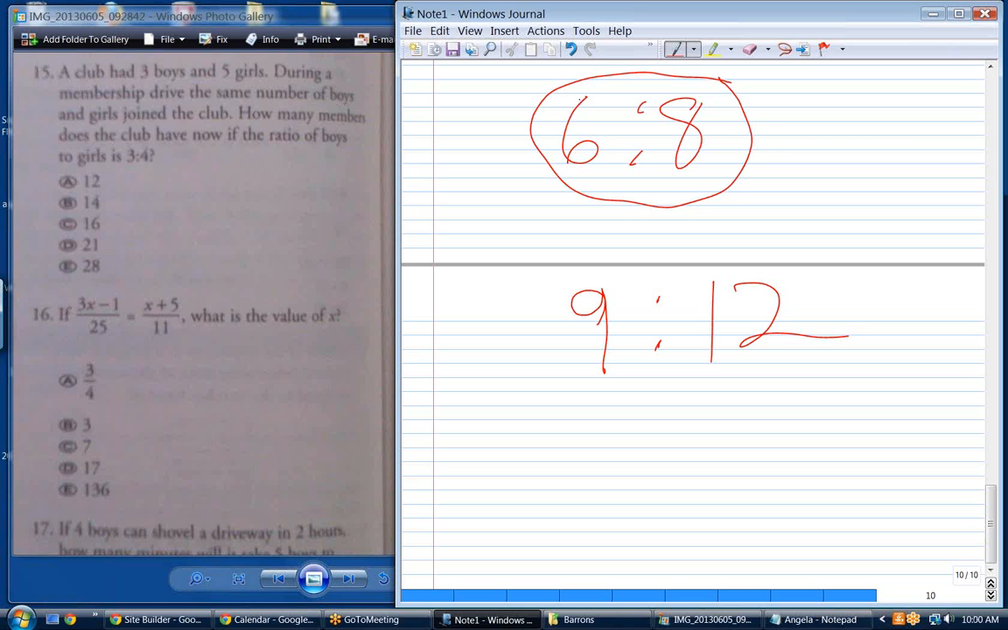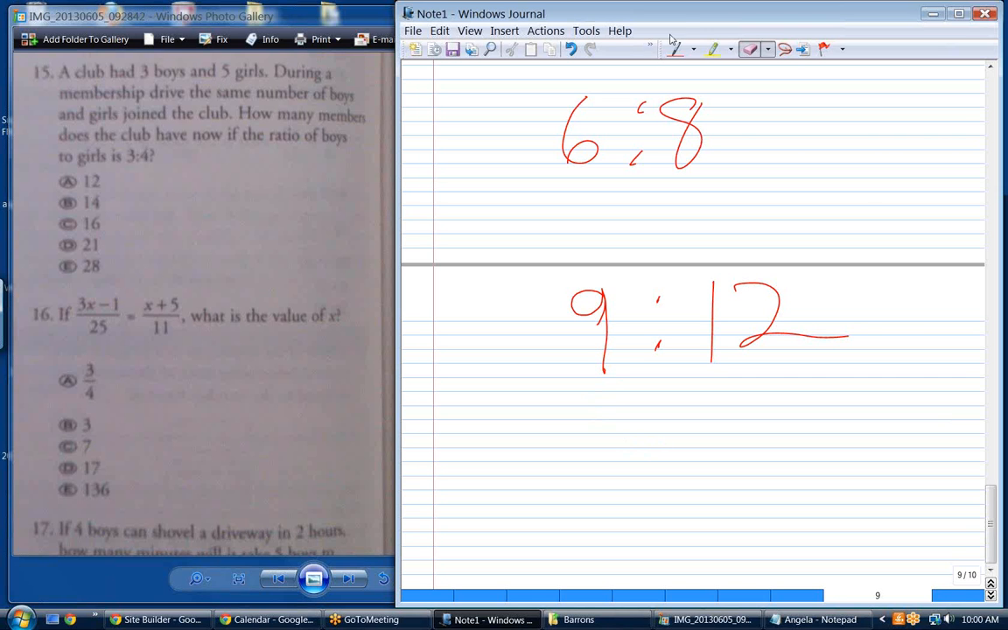So now let's start with the first one we got, 6 to 8. Is that correct? The same number of boys and girls joined. So can we subtract the same number from each of these two numbers and get back to the 3 to 5 ratio? Well, yes, if we took away 3 from the boys, we'd have 3, and 3 from the girls, we'd have 5. So B works instantly, and we're done.